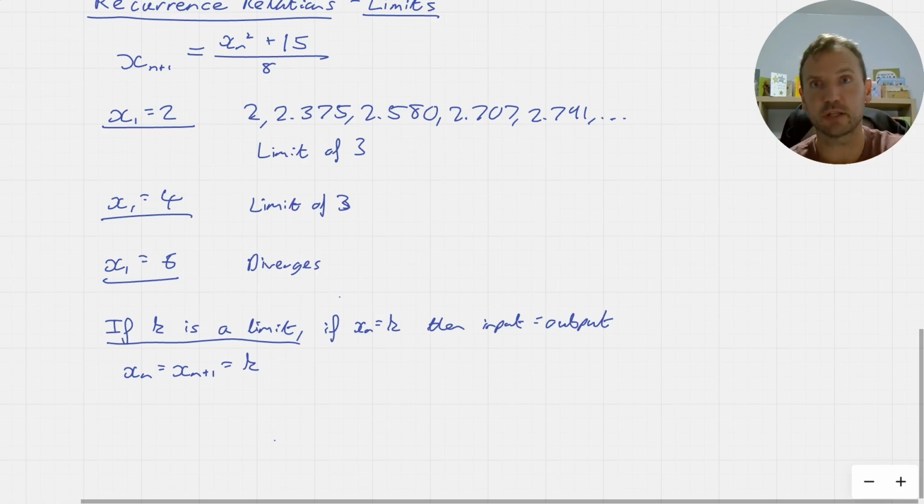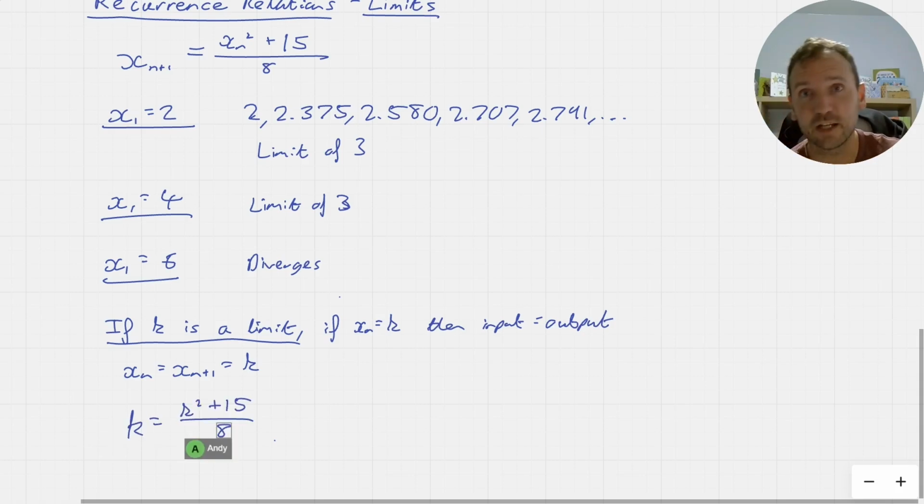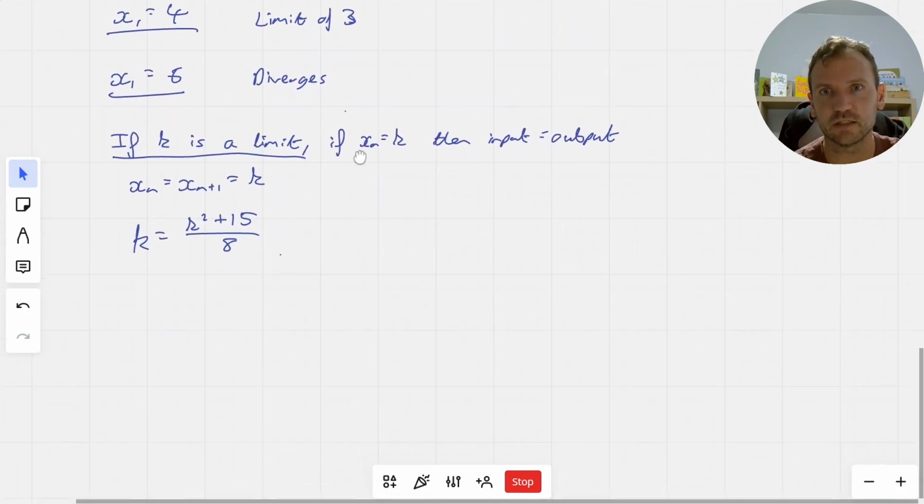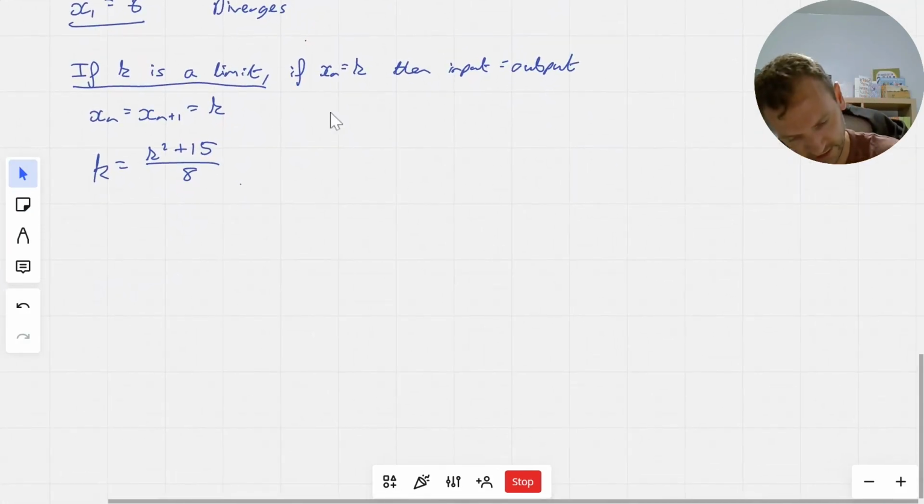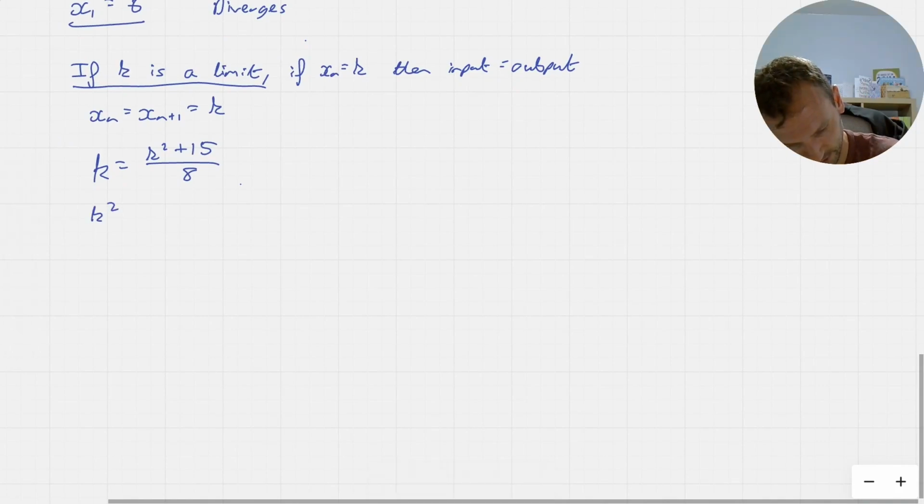So let's put that into our equation. Let's replace all our xn's and all our xn plus 1s with k and see where we go. Well, we're going to end up with k equals k squared plus 15 all over 8. Okay, it's not the nicest, but it's just a quadratic equation. So now we can just rearrange this. I'm going to skip a couple of steps in rearrangement here.